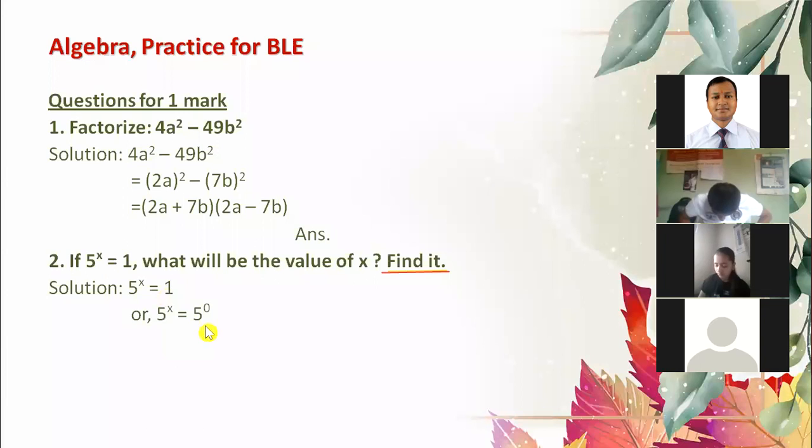And we know that 1 means 5 power 0. In place of 1, we can write 5 power 0. So 5 power x is equal to 5 power 0. From both sides, if we remove the equal bases, we will get x is equal to 0. This is the required answer. Is there any confusion? No, sir. Let's move to the next one.